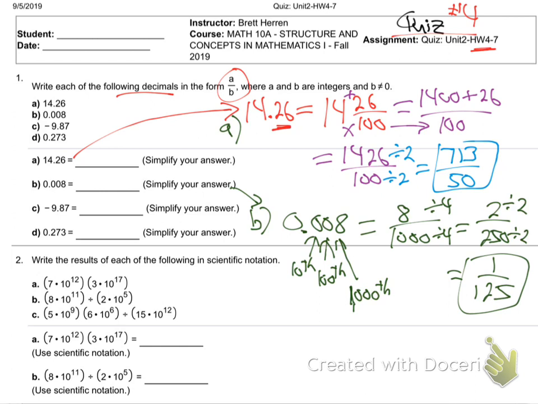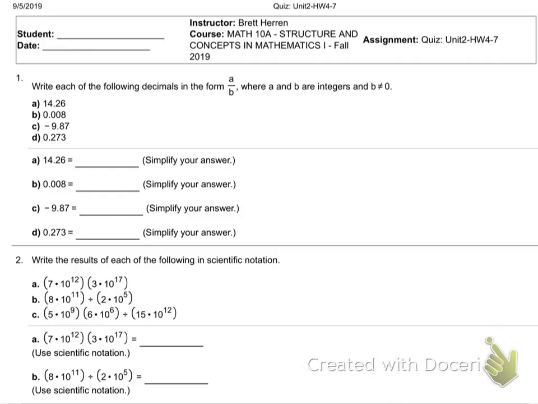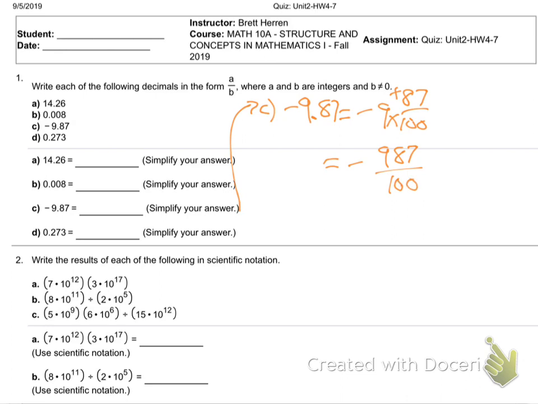Let's try part C. I'll go to a fresh screen here. Part C. Negative 9.87. That's negative 9 and 87 hundredths. Right? So now we multiply and add. So that's negative. That's going to be 987 over 100. And that's not reducible. So there we go.